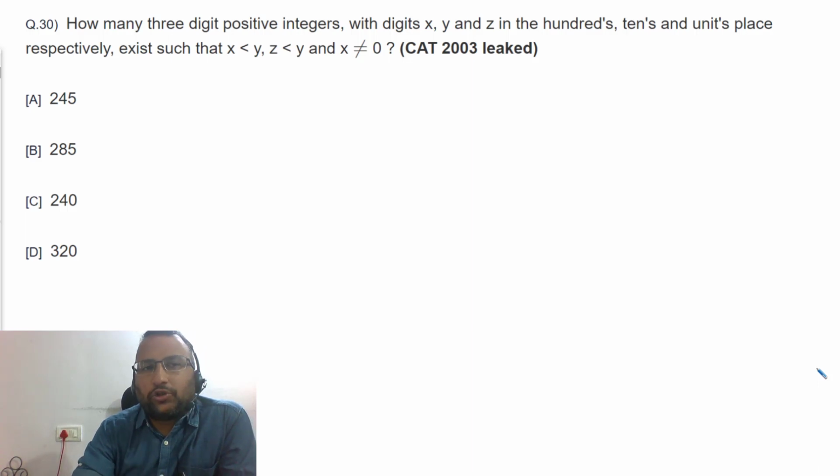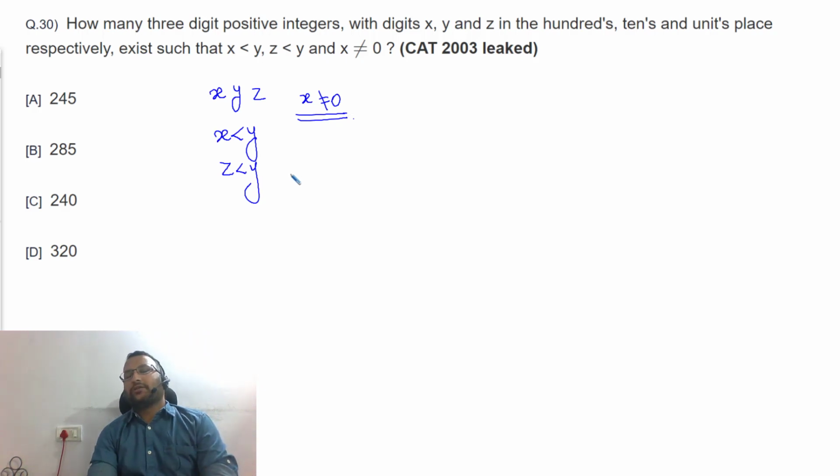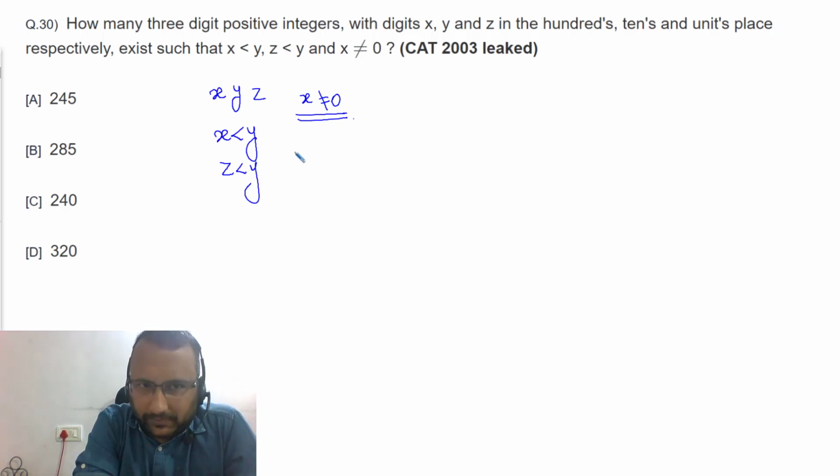The next is question number 30 from CAT 2003. How many 3-digit positive integers with the digits x, y, z in the hundreds place, tens place and units place are there, such that x is less than y and z is less than y? X cannot be equal to 0. So how many 3-digit numbers can we form, everyone?